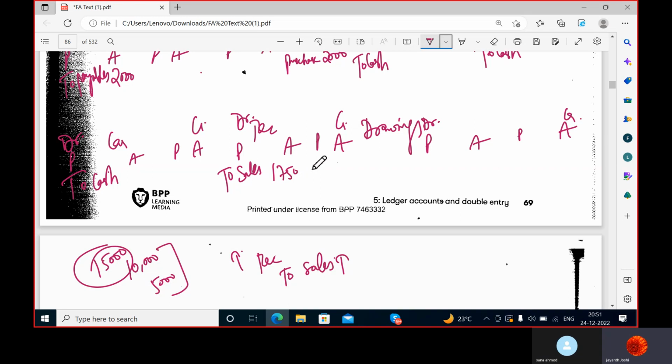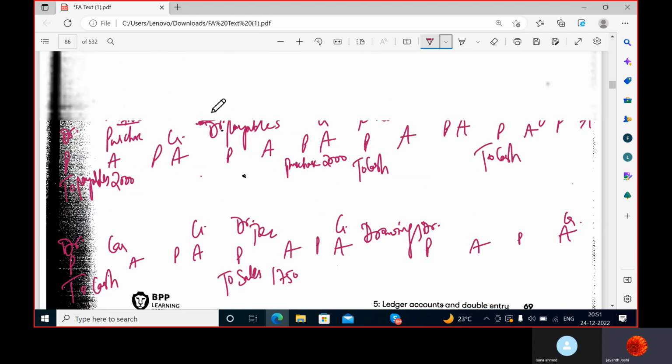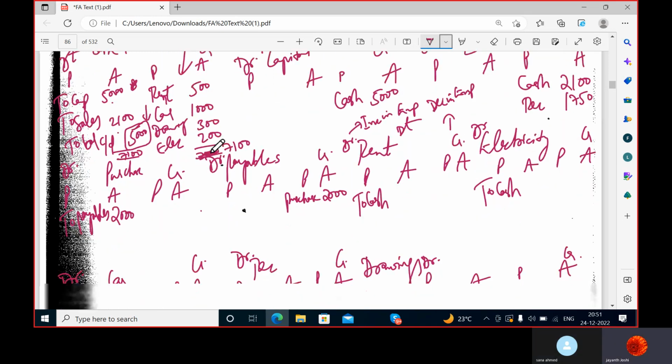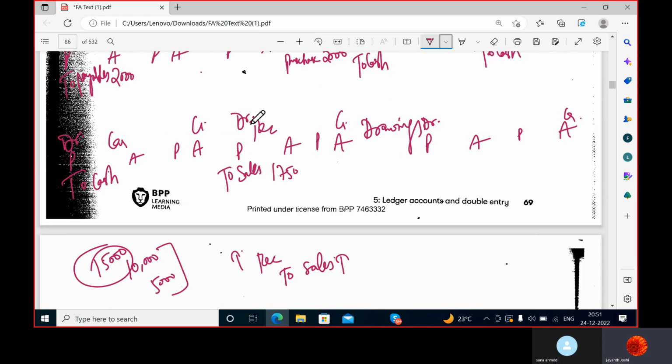Now, in case of drawings, drawings is debit. It's an increase in drawings. So increase in drawings is debit, and because of drawings, what has decreased? Cash. So I've put drawings in the credit. Am I right? Drawings is always debit. So increase in drawings is debit, and I'll write to cash.